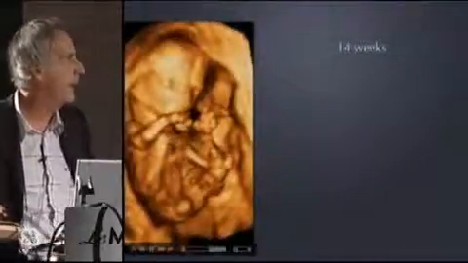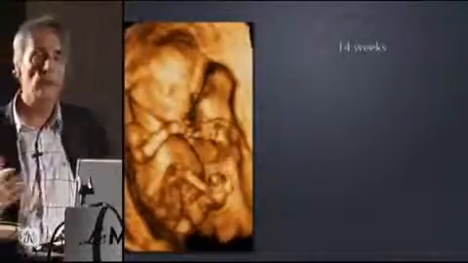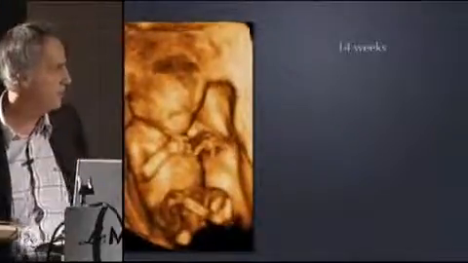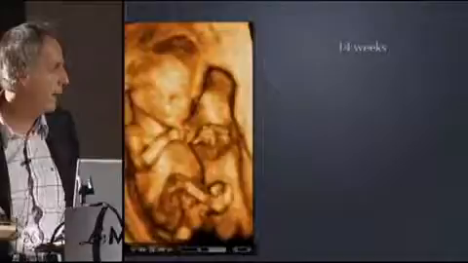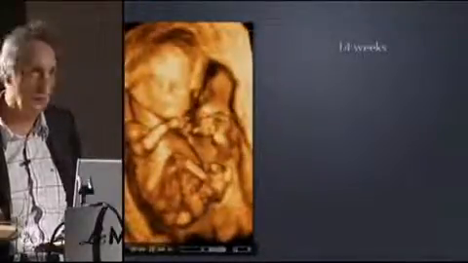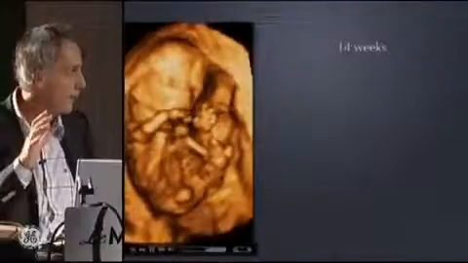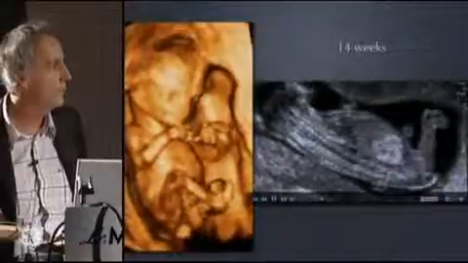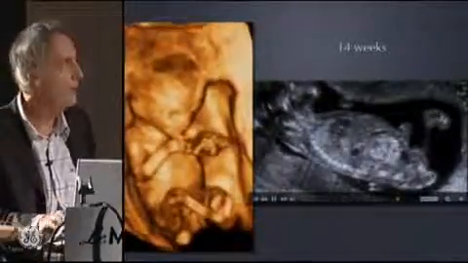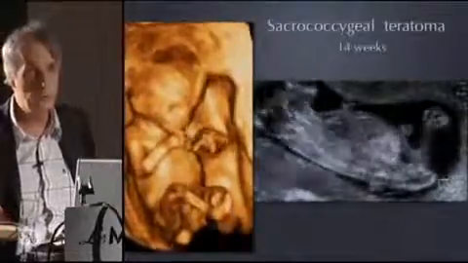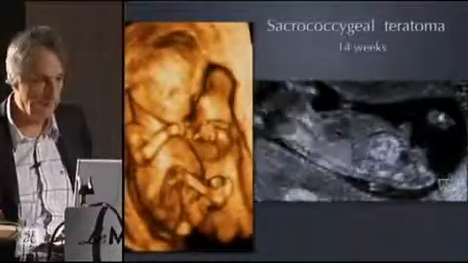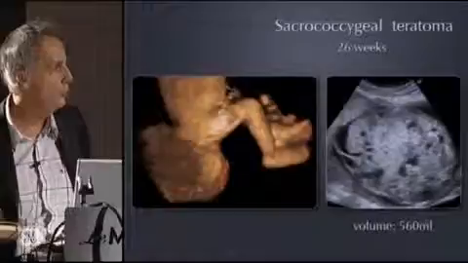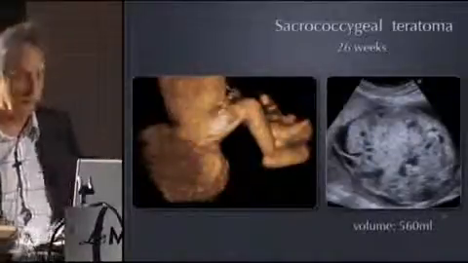Also, this scan was made at 14 weeks. For me, the scan was normal. At the end of the examination, I did a 3D scan to show the complete fetus, and I saw this. First, I thought it was a remnant of the yolk sac, because sometimes you have the yolk sac. The yolk sac is always present, but going back to the 2D ultrasound, you can see here something. It was an early stage of a sacrococcygeal teratoma. And the same at 26 weeks. It was huge, and the volume was more than half a liter.